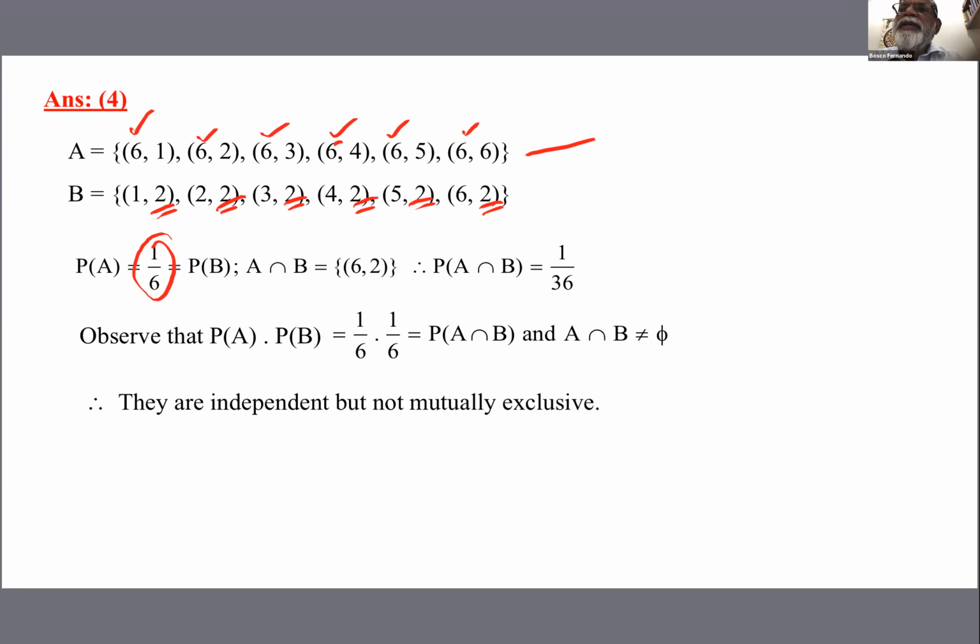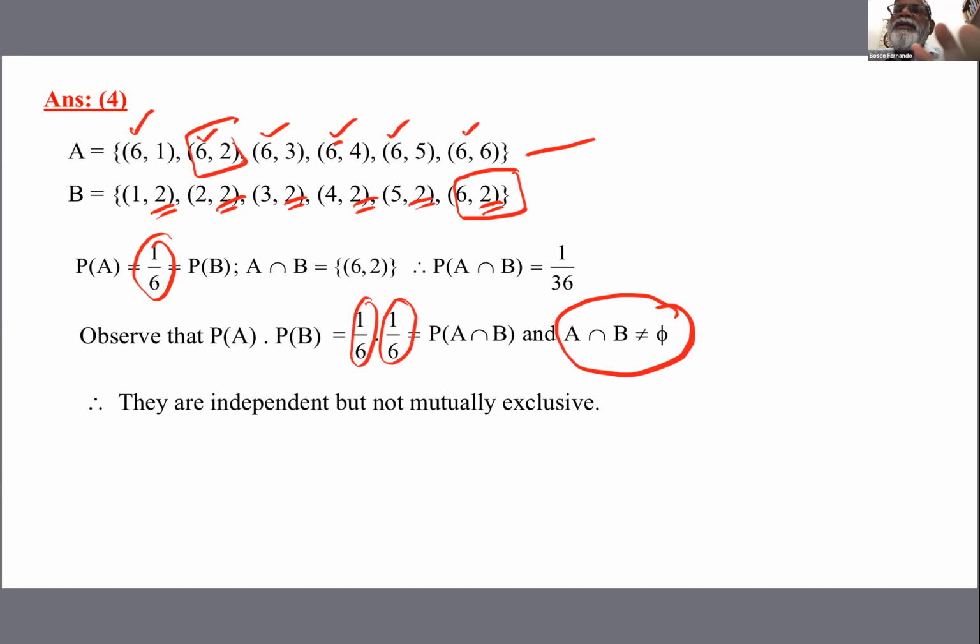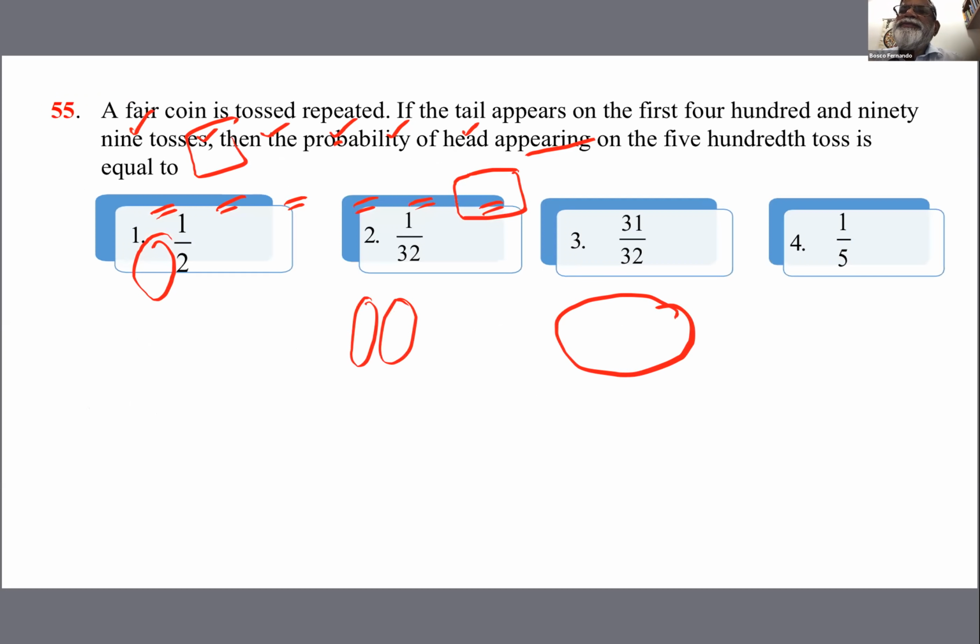A intersection B can happen. 6,2 is there in both places. A intersection B is not empty, so they are not mutually exclusive. So probability of A intersection B is 1/36, which is 1/6 into 1/6. So using the condition for independence, they are independent.